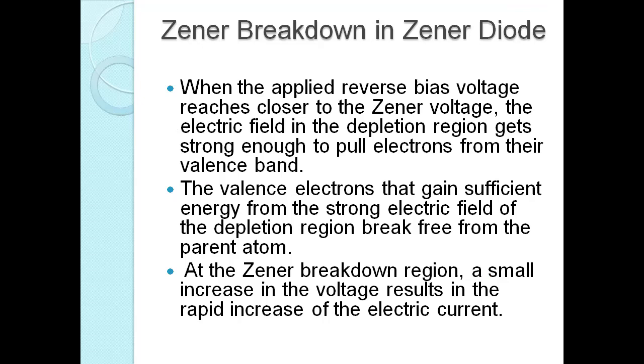So when the diode reaches this Zener breakdown region, even for a small increase of voltage, there will be a rapid increase in current, which can cause the diode to get damaged. Whereas in avalanche breakdown, it will get stabilized and produce current.